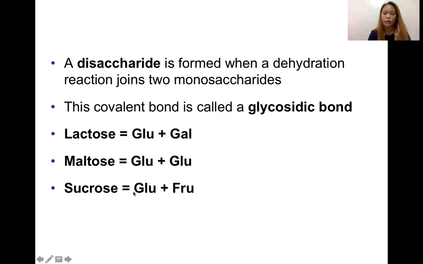And if I'm going to add glucose and fructose, fructose is the sugar that we find in fruit. If I'm going to add that with a glucose molecule, then I'm going to create sucrose. And sucrose is commonly found in your table sugar. So again, these are your disaccharides. Lactose is made up of glucose and galactose. Maltose is made up of glucose and another glucose, and then sucrose is made up of glucose and fructose. So that is your disaccharide.